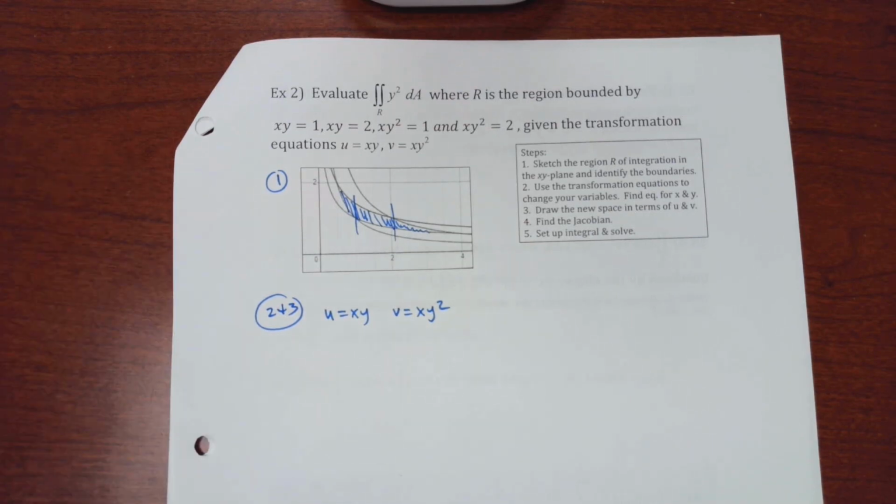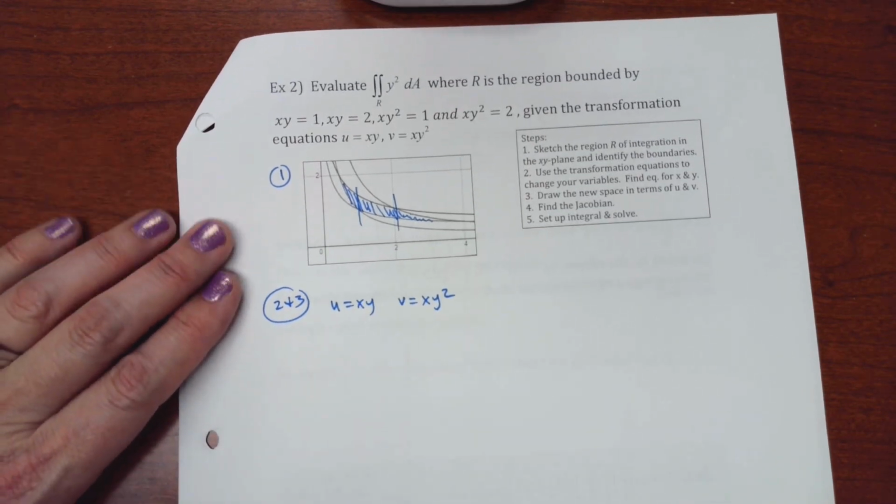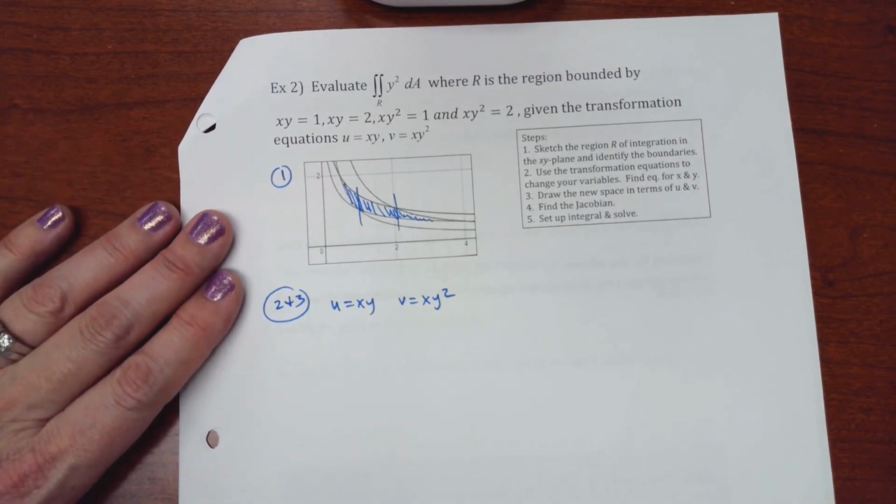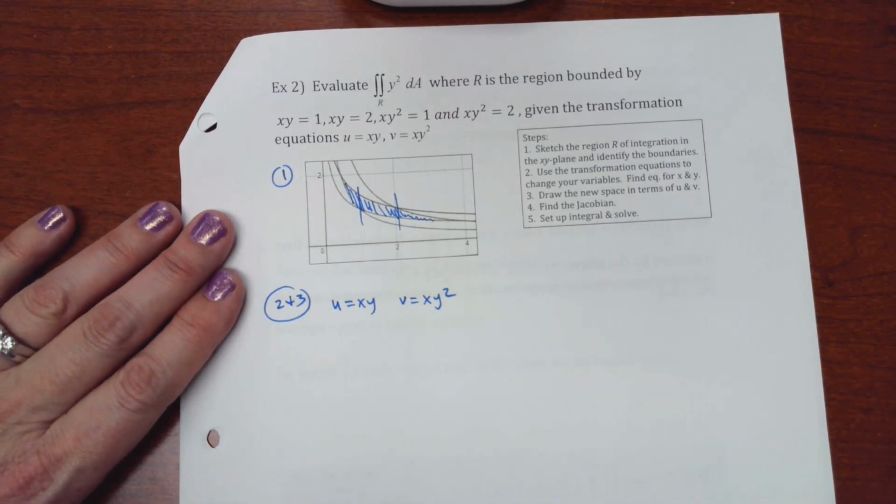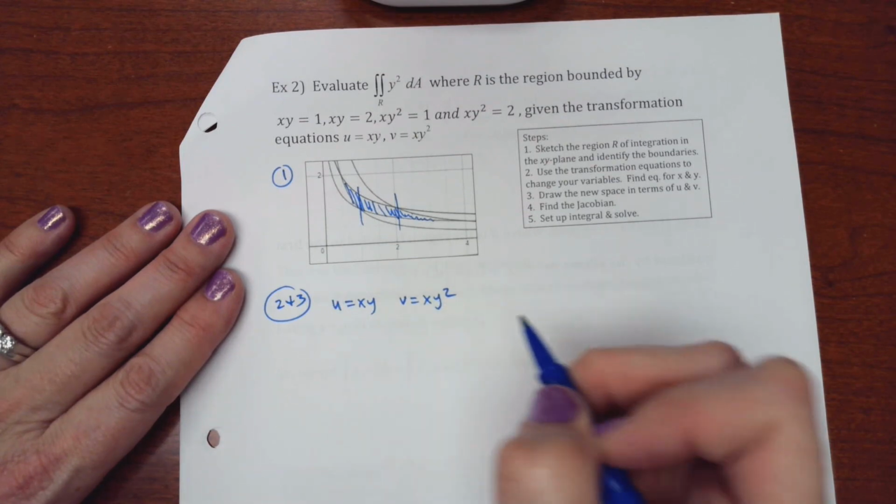Like if you're given uv, you've got to find xy. If you're given xy, you've got to find uv. All right, so we are going to try to mesh these together. I needed an equation for x and y in terms of u and v. So I am going to say this.